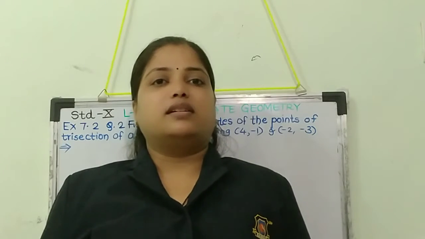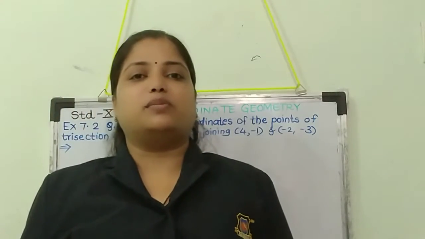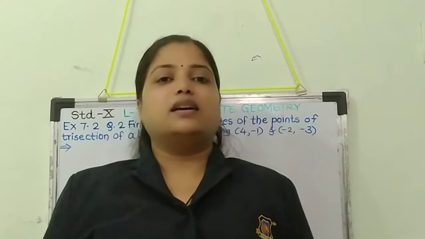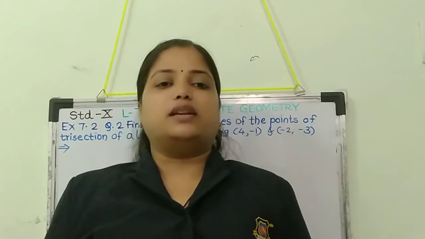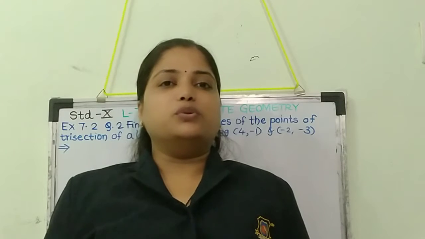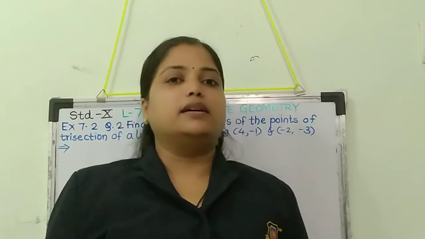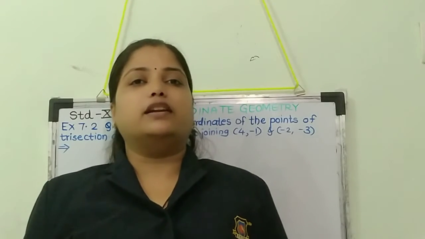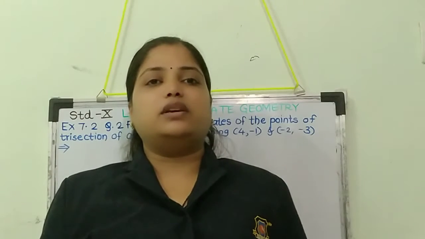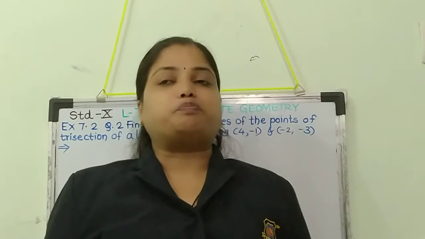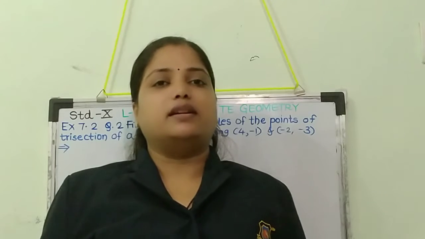Students, in the previous lecture we saw the coordinate geometry section formula. What is the section formula, and where do we use it? The section formula is used to find the coordinates of the point which divides a line segment in the ratio m1 and m2. So by using the section formula, we can find the coordinates of the points which divide the given line.